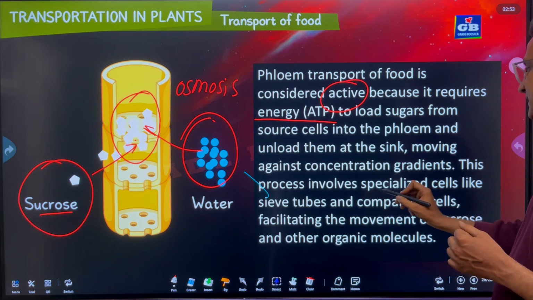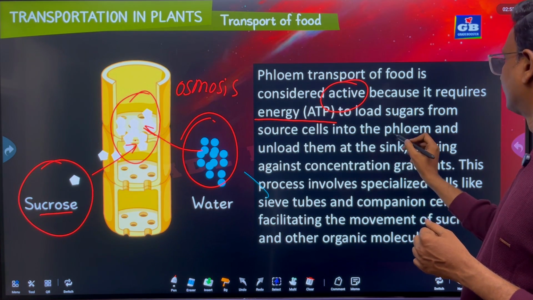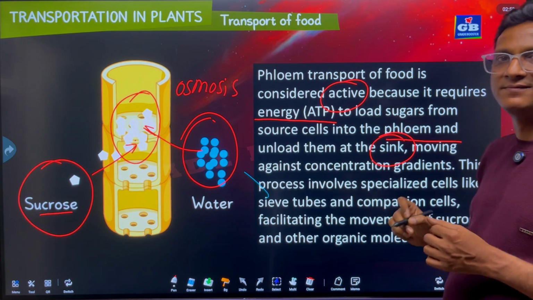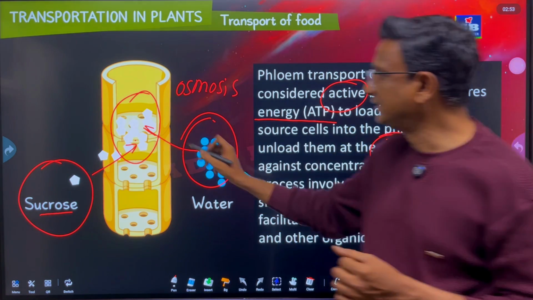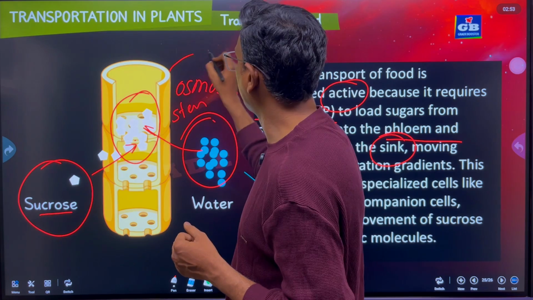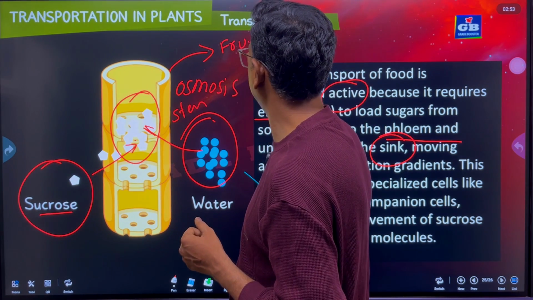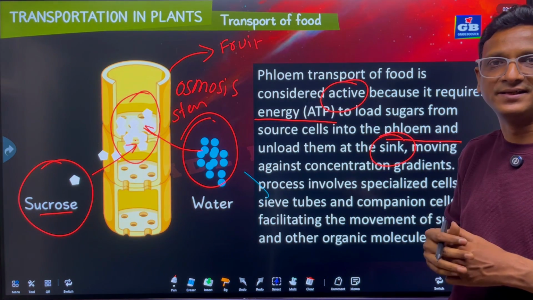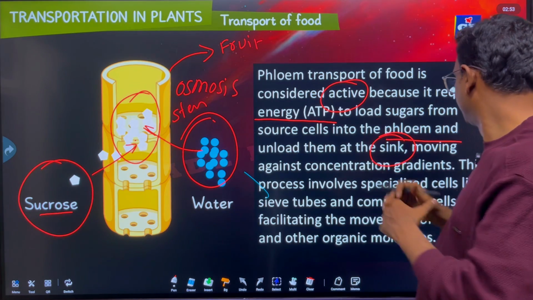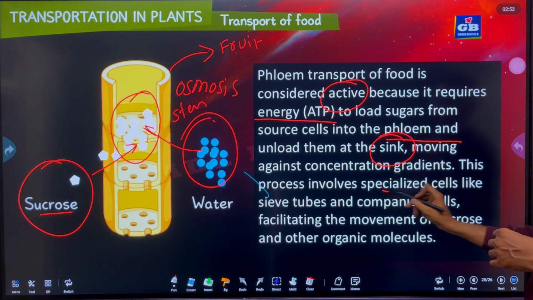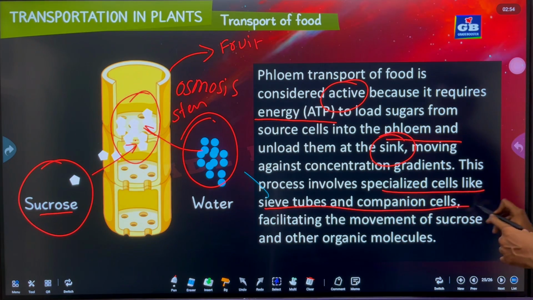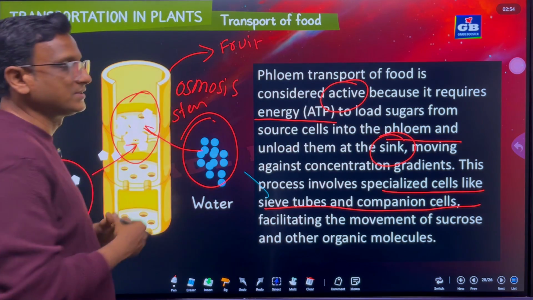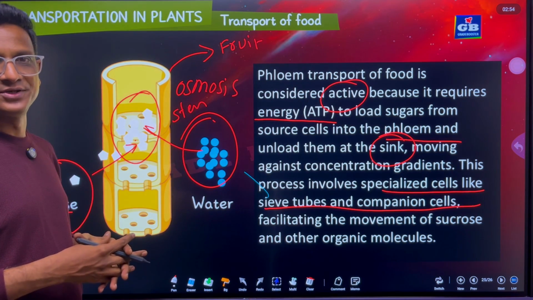So specialized cells load them into the phloem, and they unload them at the sink. What is the meaning of sink? For example, this is at the stem, and it should go to the fruit. So now the fruit is the sink. Sink means where this sugar is to be transported. So it is transported to the sink. This process involves specialized cells like sieve tubes and companion cells. They facilitate the movement of the sucrose to the parts to which it has to be transported.